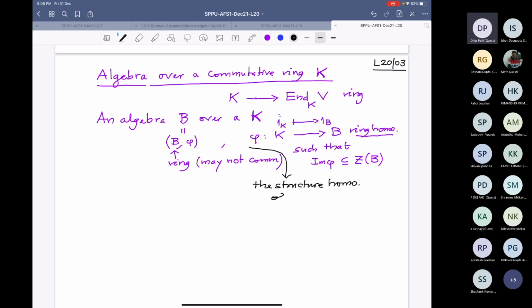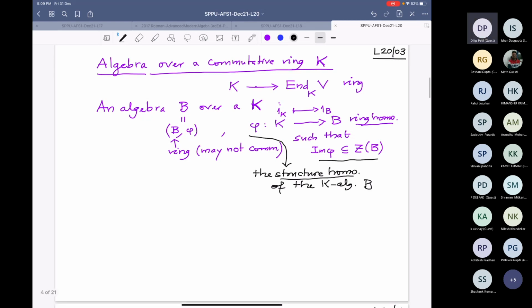Homomorphism of the K algebra B, that defines the structure of a K algebra on B. For a given ring, there may be many homomorphisms, and with respect to each one of them, many homomorphisms which will have this property, they will give a different algebra structure.